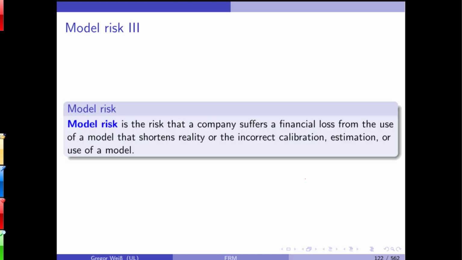overinterpretation, and so on. And model risk is the risk that a company suffers from a financial loss from the use of a model that shortens reality too much or the incorrect calibration, estimation, or use of a model. You have to include a too much here. Why? Well, a model, by definition, is a shortening of reality. If you take reality and you leave some important or non-important parts out, that is a model. But if the model is too simplistic, that's model risk.